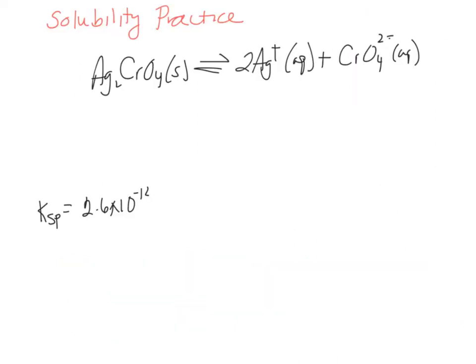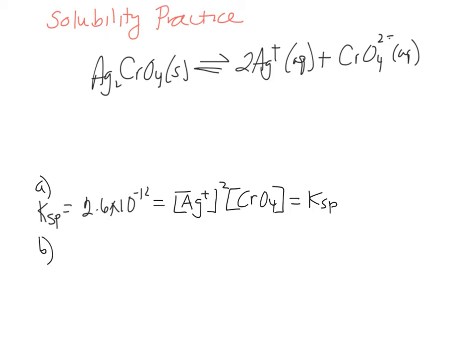Okay, for this problem you're asked to write the equilibrium constant expression for the given equation, so we should be very good at that now. It's going to be the concentration of the silver plus ion squared times the concentration of the CrO4 ion. And then for part B, it says calculate the concentration in moles per liter in a saturated solution of Ag2CrO4. So that's the molar solubility. So here's the answer to part A. That's the expression that we're looking for.